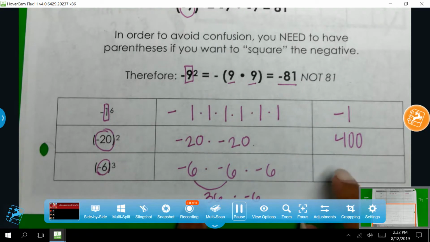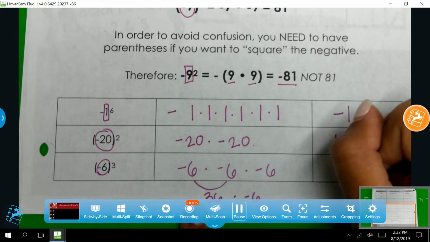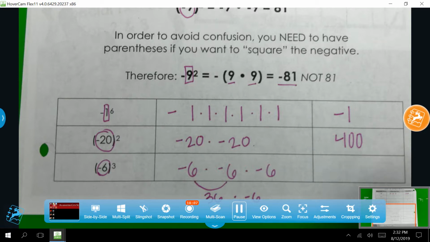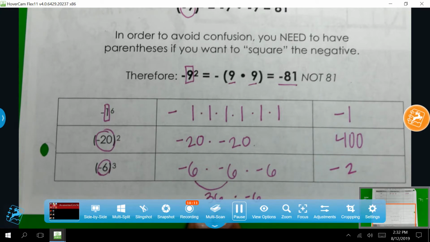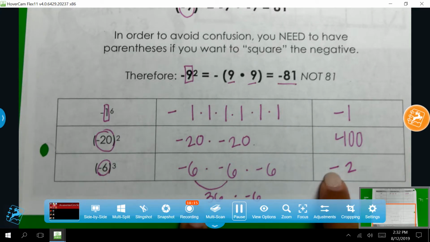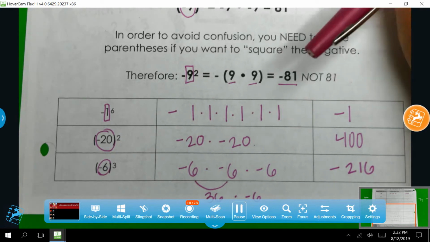Valentina, positive or negative? Negative. Because down here I had positive 36 times negative 6. So a positive times a negative gives me a negative. So it gives me a negative answer. Okay. So you have to break it into pieces. Questions on that?